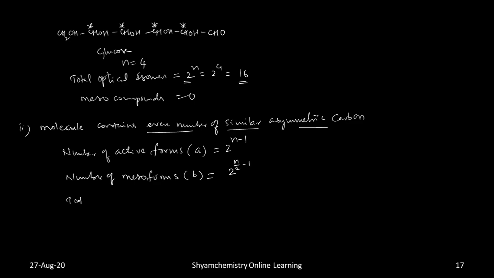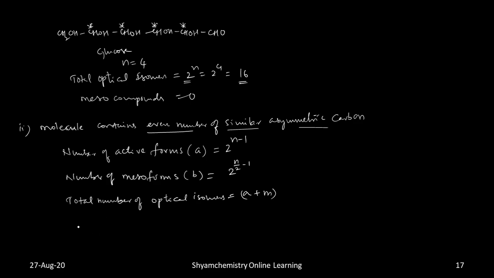For the total number of optical isomers, total number of optical isomers equals A plus B. If you add these two, you will get the total number of optical isomers possible for such a compound.